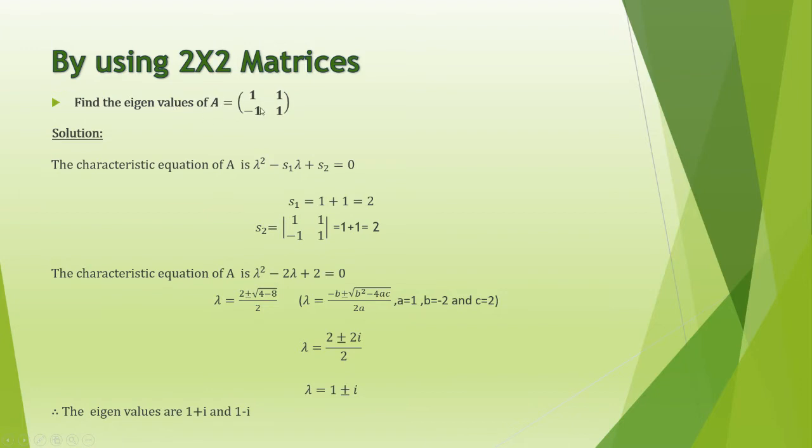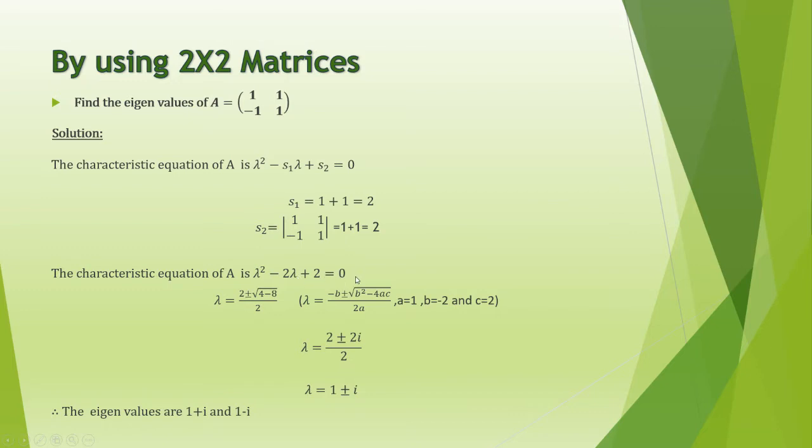So A is equal to [1, -1; 1, 1], an example for the 2 by 2 matrix. The characteristic equation of A for the 2 by 2 matrix is lambda square minus S1 lambda plus S2 is equal to 0. S1 is the sum of the main diagonal elements, so 1 plus 1 we are getting 2, and S2 is the determinant of A, so 1 times 1 minus of minus 1 times 1 is 2. So from S1 and S2 we substitute the values in the equation: lambda square minus 2 lambda plus 2 is equal to 0.